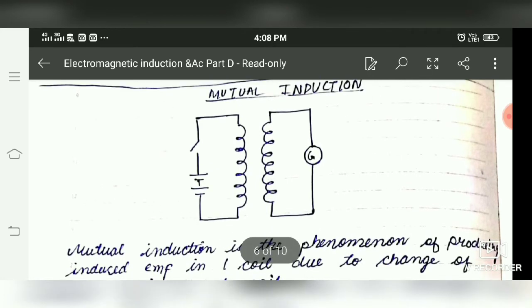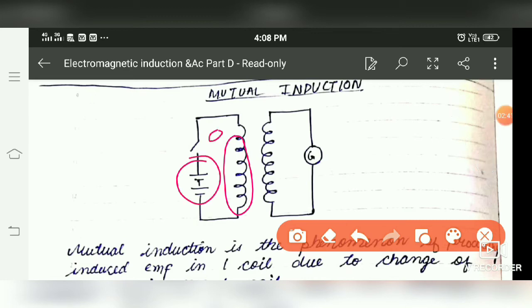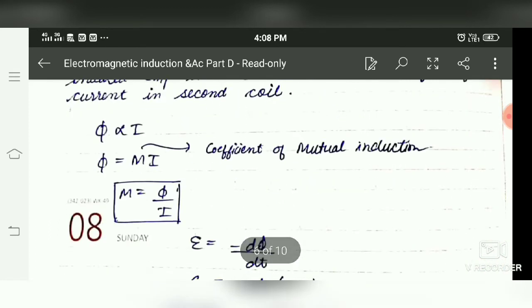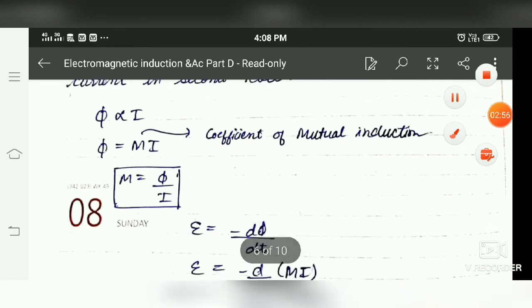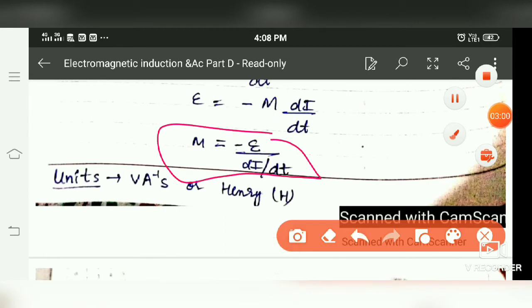Next is mutual induction. If current is given to one coil, due to which the flux with this coil changes, as a result the flux also gets linked with this coil, and an induced EMF is produced in this coil. So again, phi is directly proportional to I, but the proportionality constant is M. M is the mutual inductance. Again substituting the value, we get M is equal to minus E divided by di by dt.